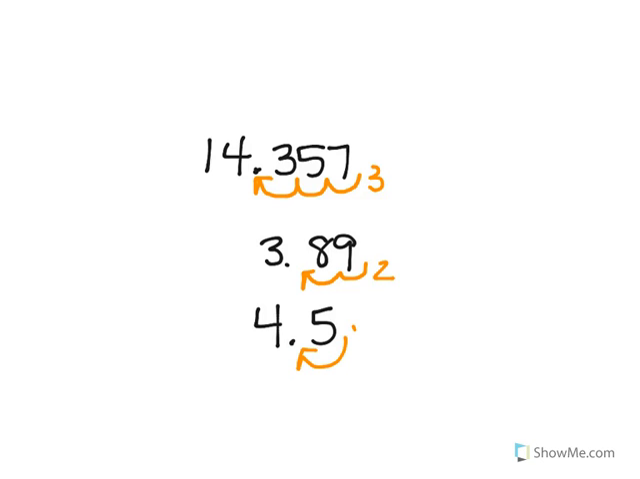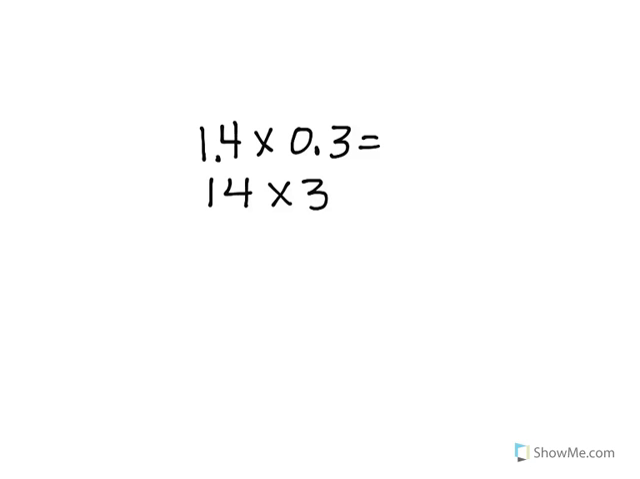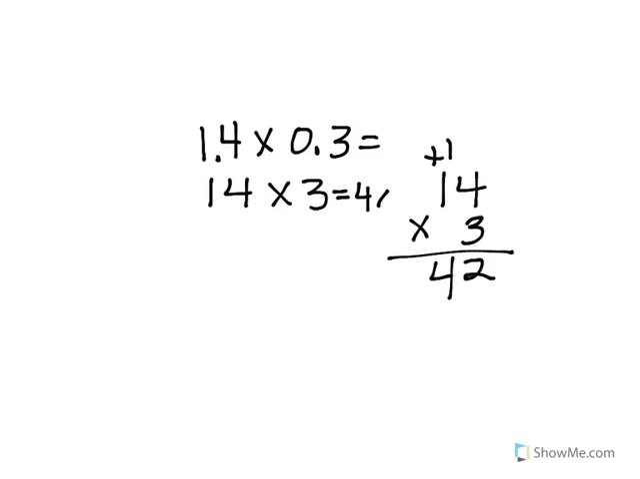Multiplying decimals. If I have, for example, 1 and 4/10 times 3/10, I can first pretend that there's no decimals. That would be like 14 times 3. So I'm going to go ahead and multiply 14 times 3. So 3 times 4 is 12. I'm going to carry my 1. 3 times 1 is 3, plus 1 is 4. So that I know that 14 times 3 is 42.